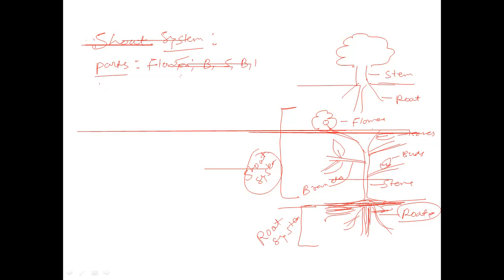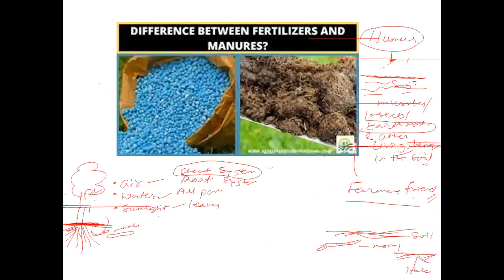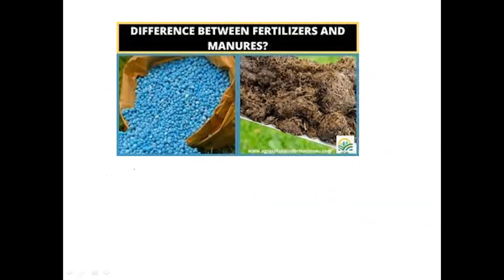Okay, then. So we were talking about the difference between manures and fertilizers. This topic came up, so I thought let's discuss the root and shoot system as well. Okay. So one is made in a factory or laboratory, and it is usually manufactured at a commercial level. What does that mean? That it is produced at a large level.